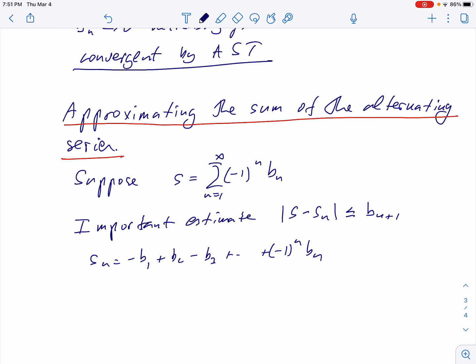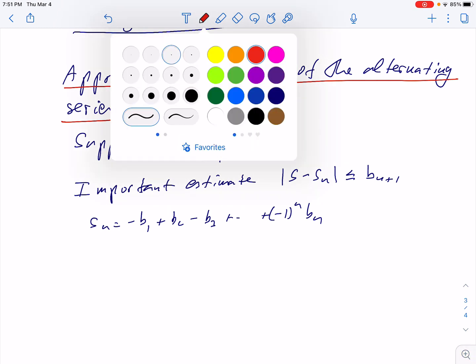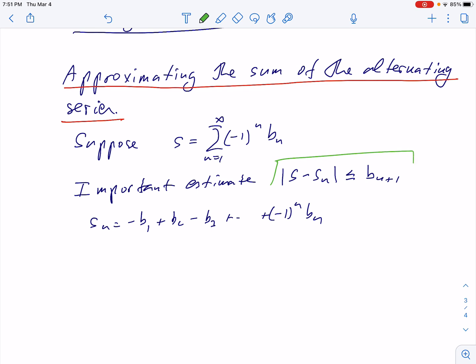It's a very important estimate. I'm not going to prove it here. You can see the proof in the book. And it doesn't really matter whether you start at the beginning with n plus 1 or n minus 1. It's important to write the nth partial sum correctly. If you start with negative 1 to the power n minus 1, the first term will be positive. This doesn't change the estimate. It's an important estimate, so I want to put it in a box. I'll put it in a green box. I like green color, like that.